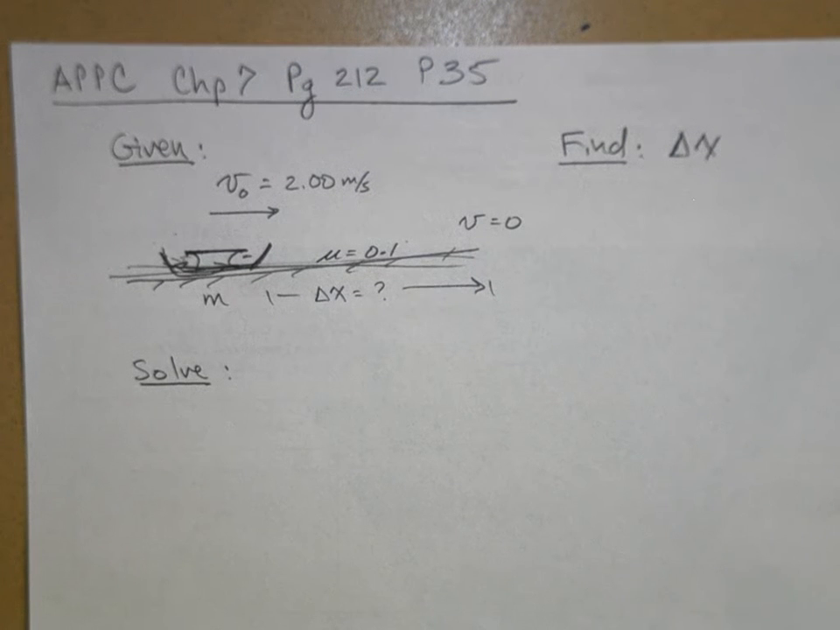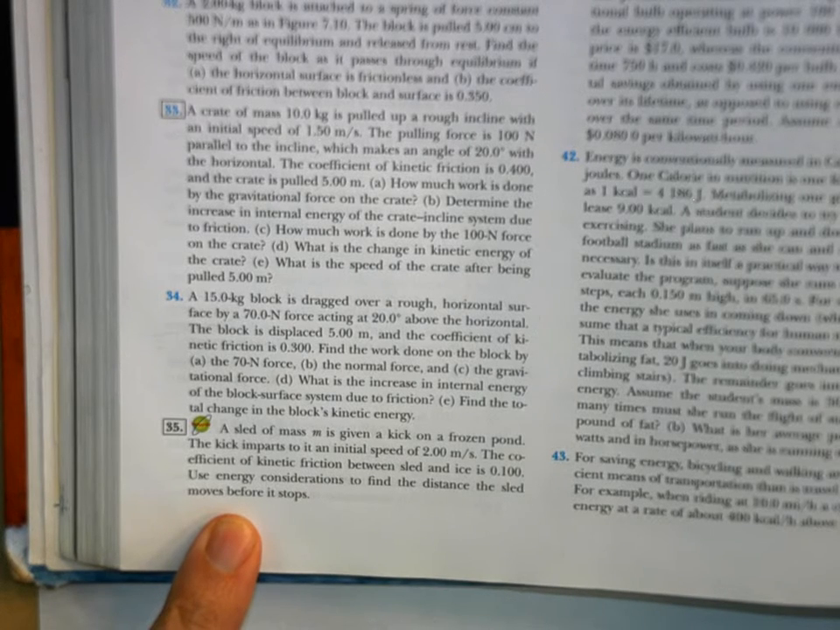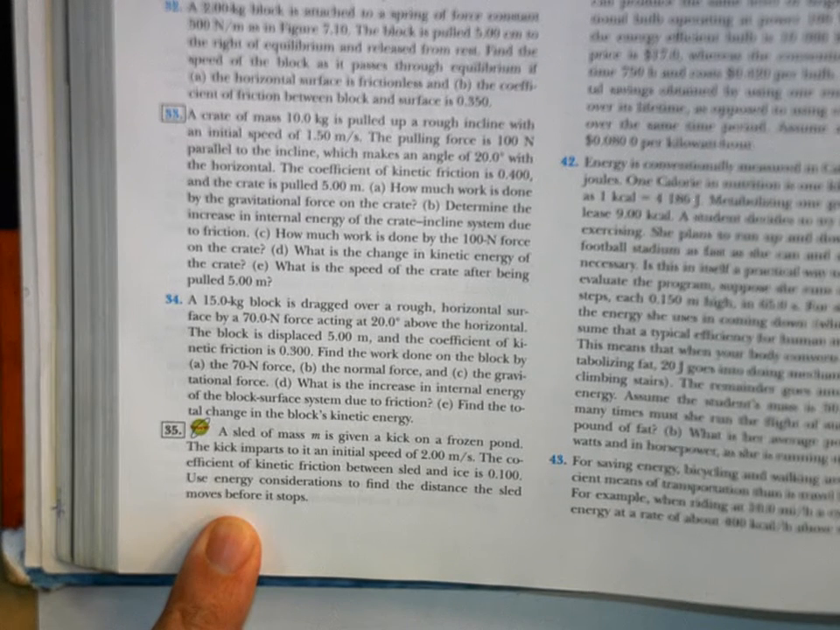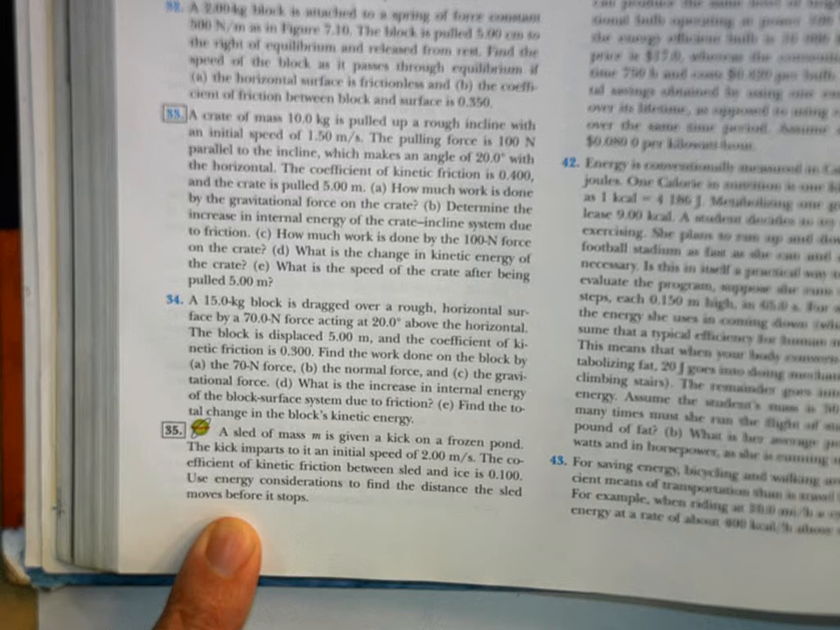Let's do problem number 35 on page 212. Here it is right here. It says a sled of mass m is given a kick on a frozen pond. The kick imparts to it an initial speed of 2 meters per second. The coefficient of kinetic friction between the sled and ice is 0.1. Use energy considerations to find the distance the sled moves before it stops.